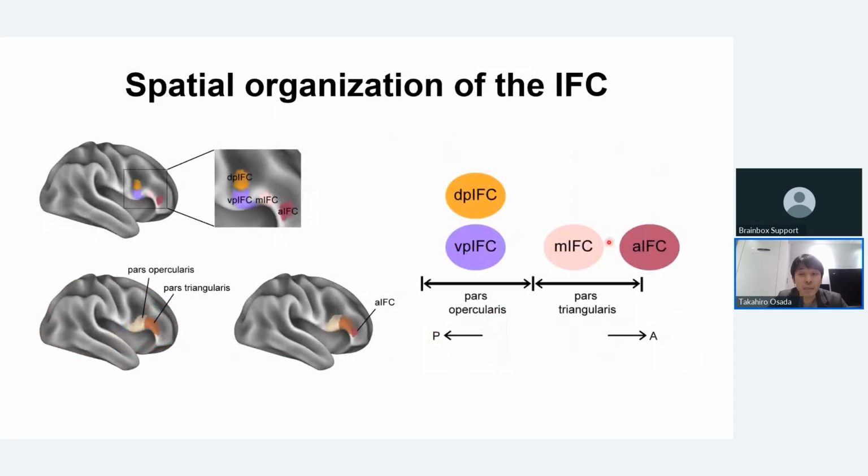The AIFC is located at the anterior edge of the pars triangularis. The pars triangularis is located anteriorly to the pars opercularis. Most of the previous studies in response inhibition highlighted the pars opercularis, including the ventral posterior IFC, VPIFC. The AIFC was not highlighted in the previous literature.